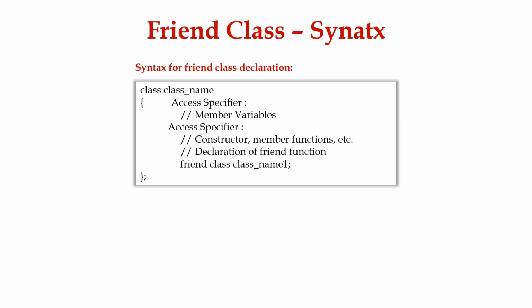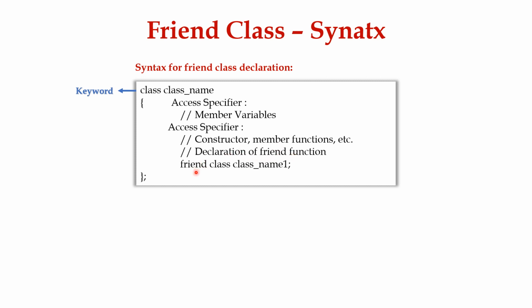Now let's learn the syntax for friend class declaration. Here, class is a keyword followed by the class name, that is class_name. Next, we have the open curly parenthesis followed by the access specifier for member variables. Next we have the access specifier for the member functions. It can be a constructor or any member functions, and it can be a friend function.